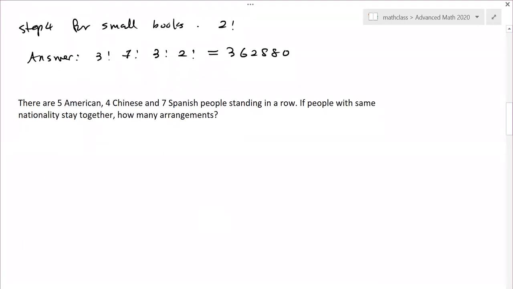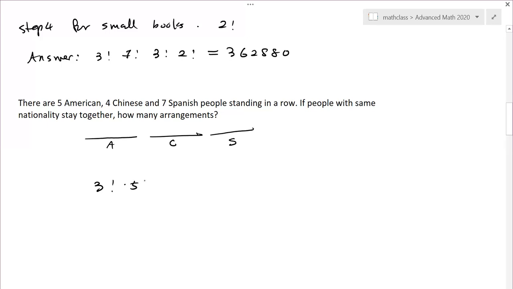There are 5 Americans, 4 Chinese, and 7 Spanish people sitting in a room. If people with the same nationality stay together, how many arrangements are there? So you have three groups, right? Group A, group B, group C. First of all, you have to assign the seats for the three groups, deciding which group should be first. It's similar: step one gives 3 factorial choices for those three groups.